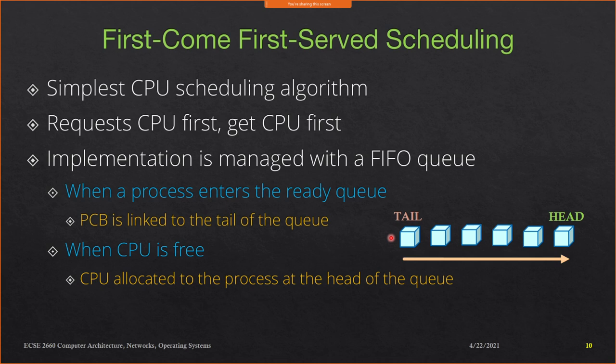Then when there is a free CPU, the CPU is allocated to the process at the head of the queue. So first in, you came in first and you move to the right and you get out first. So that's your first in first out queue, also a part of the first come first serve scheduling. So even though it might seem pretty straightforward, we're going to see that this can lead to some serious issues. And we'll look at those issues by going through this particular example.